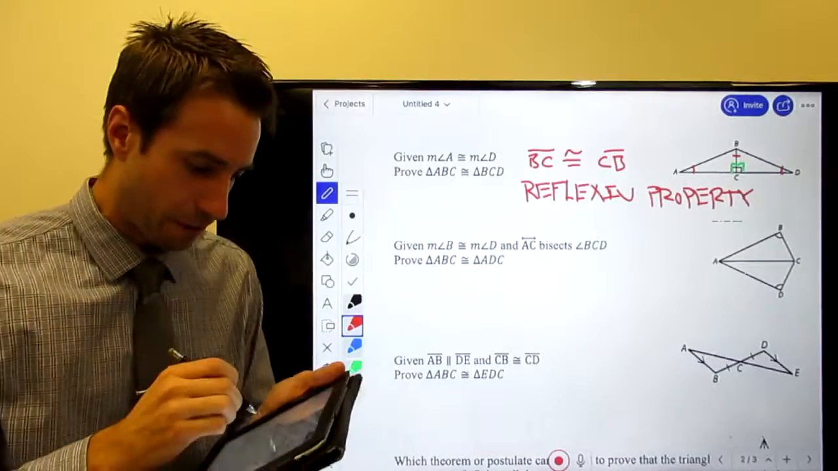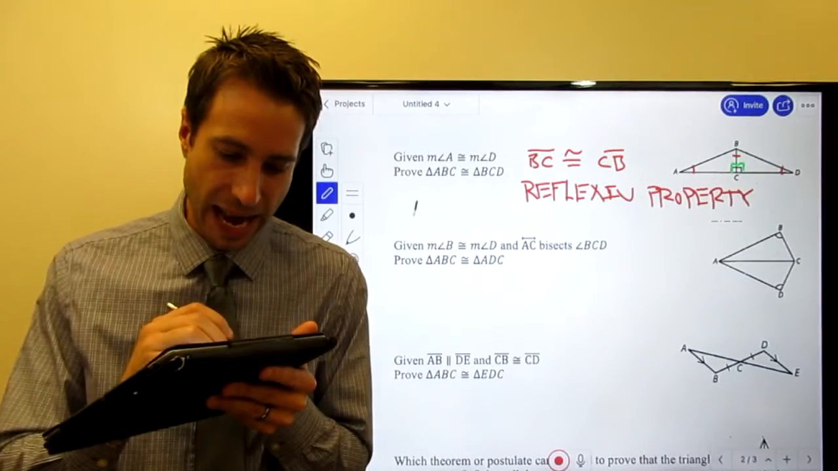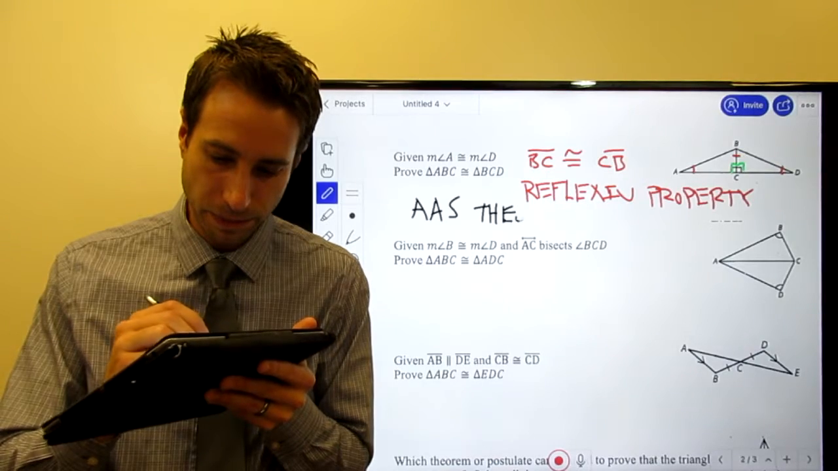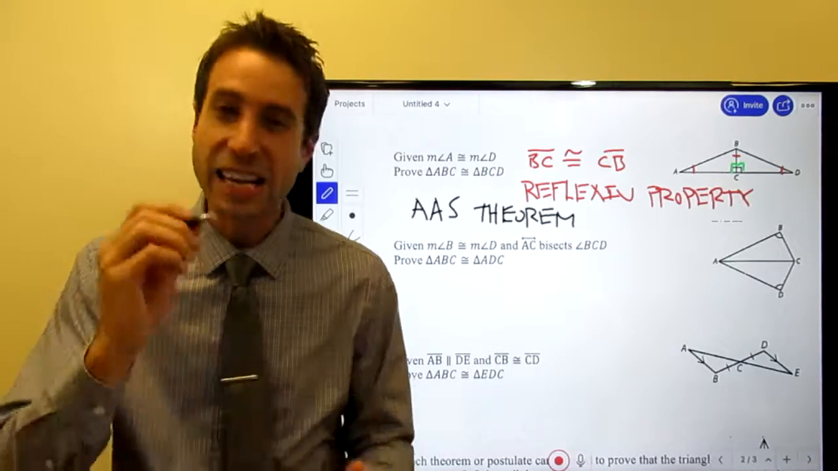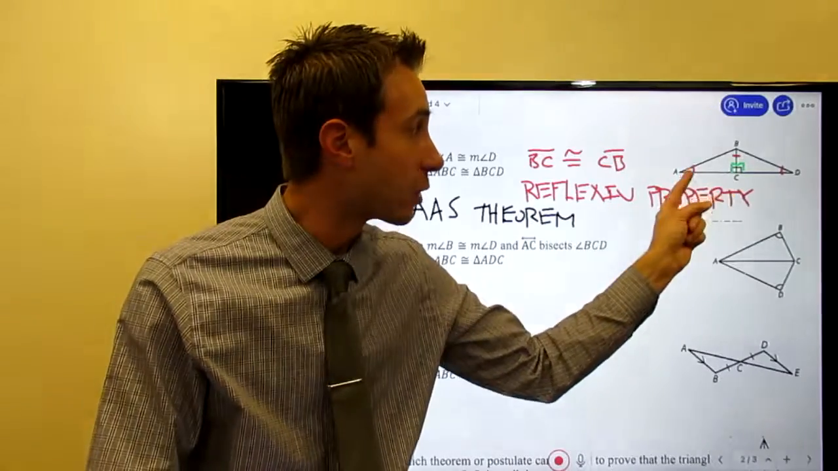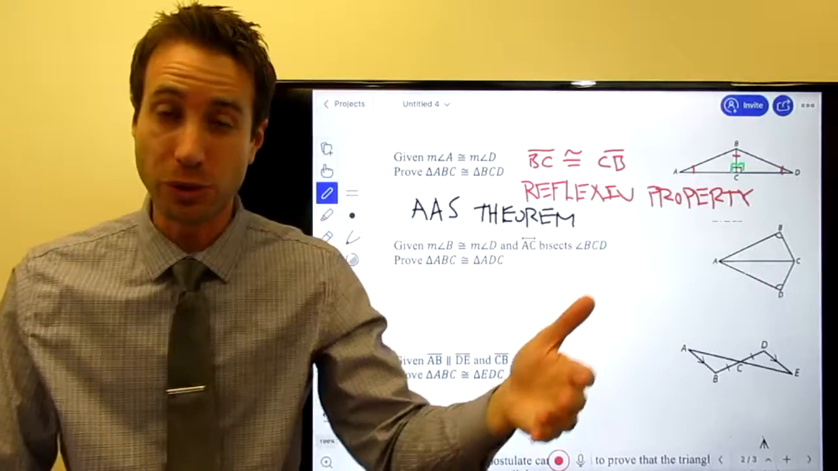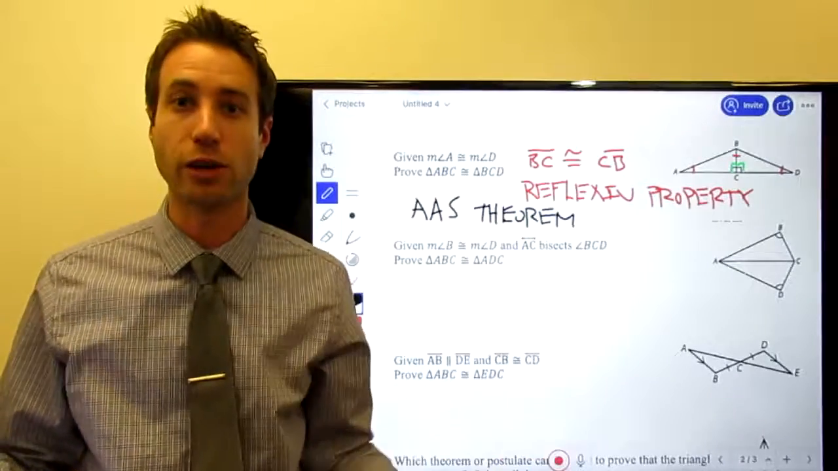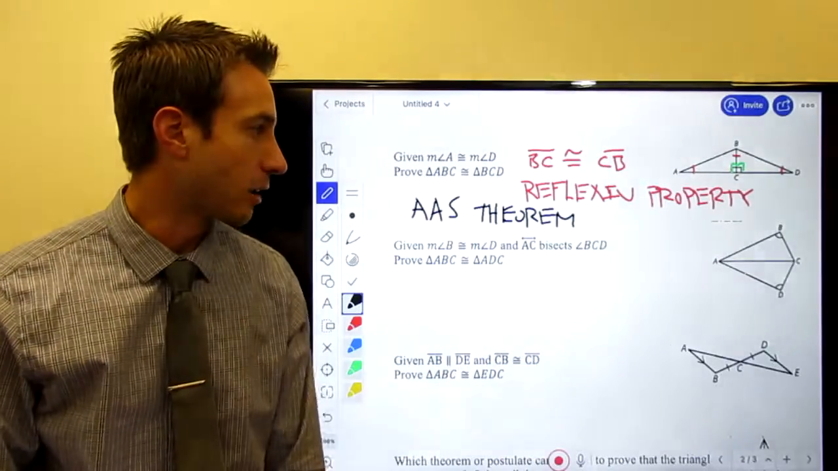And so that's enough, right? Right there I have the angle, angle, side theorem. That's all I have to do. As soon as I can show that two angles and a non-included side are congruent, I have enough. The angle, angle, side theorem.